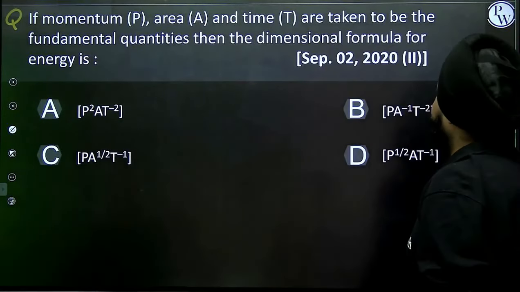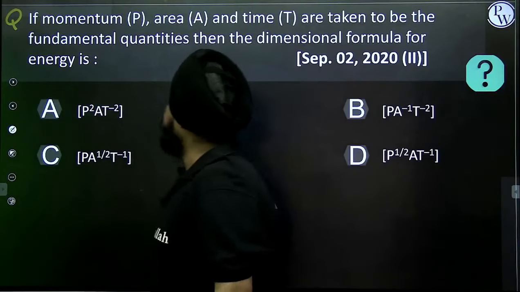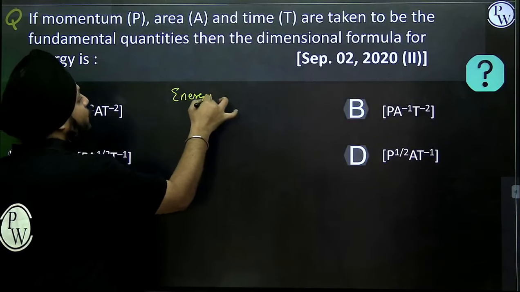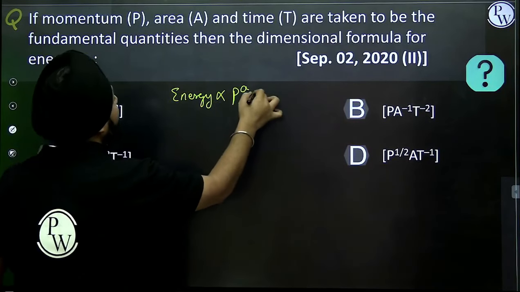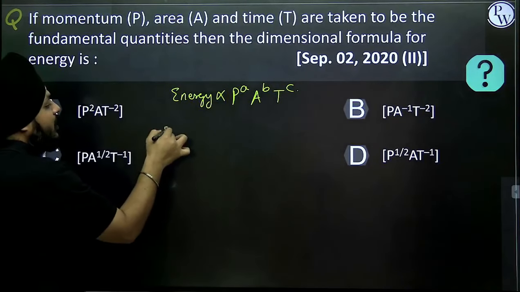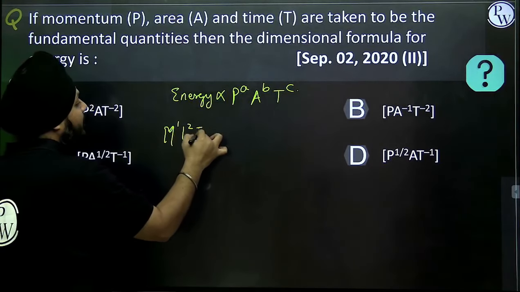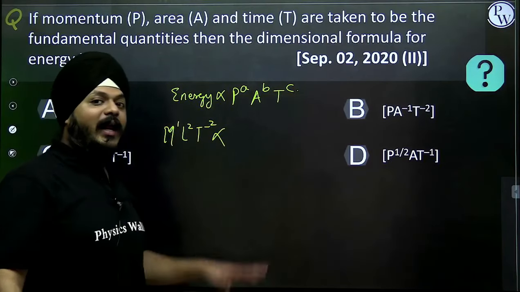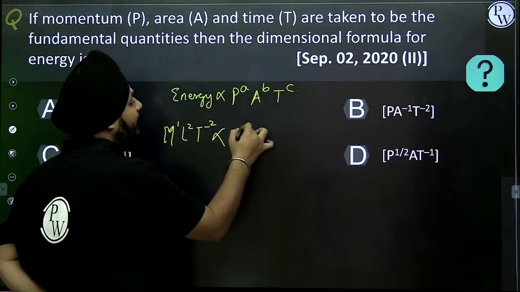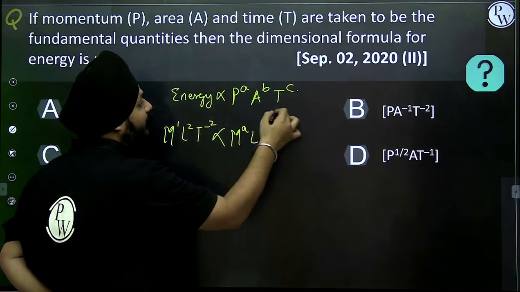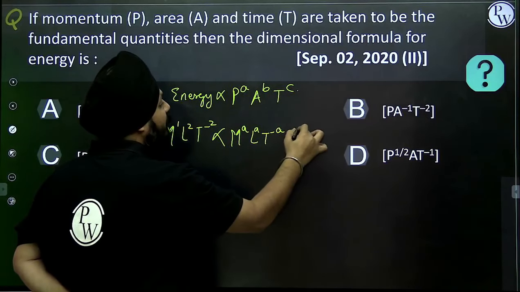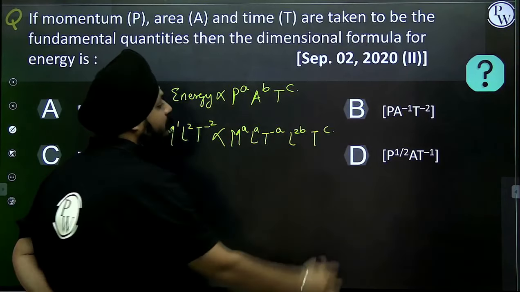Momentum, area and time are taken to be the fundamental quantities. Find the dimensional formula of energy. Energy is directly proportional to momentum, area and time. Without wasting our time, we are going to solve this. Energy is M^1 L^2 T^-2. Now you can write it directly also. You are aware of the dimensional formula of momentum, that is M^1 L^1 T^-1, so momentum is to the power a. Time is T to the power minus a. Area, L to the power 2b, T to the power c.